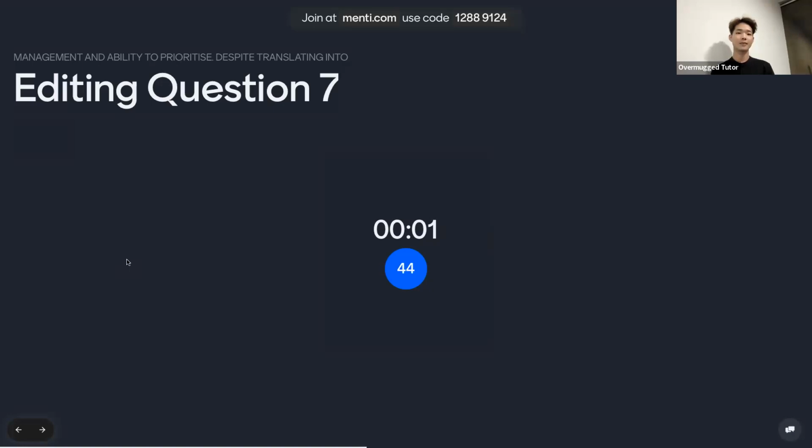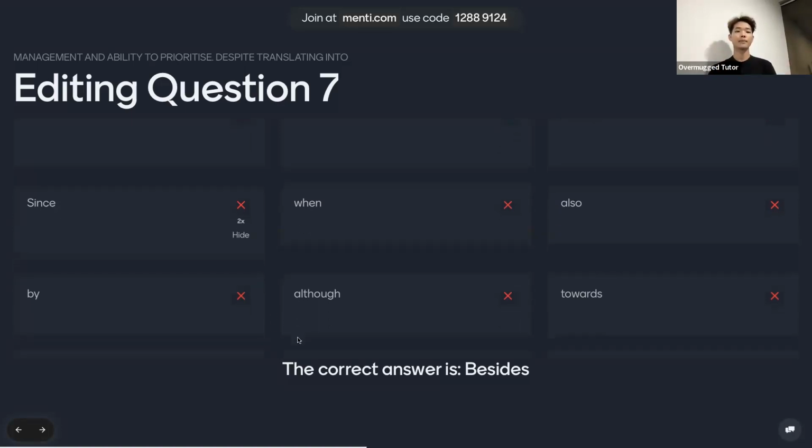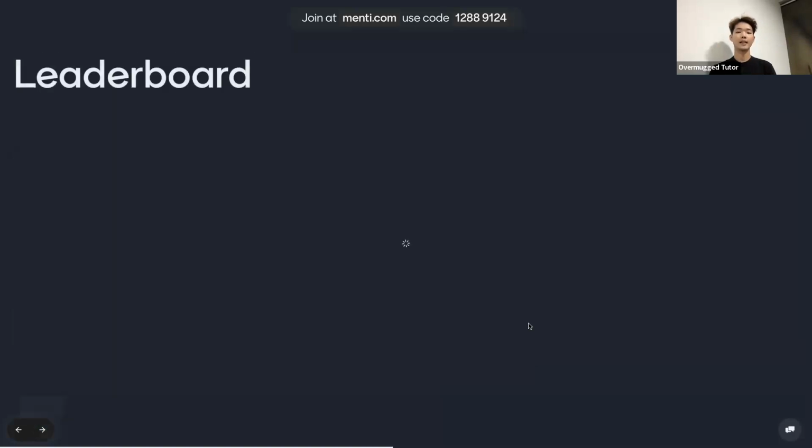Let's see. Besides. Okay, why is it besides? Because you are just connecting two things together: lower energy consumption and developing a healthier version of work and time. This is not a contrast, right? It's just adding, it's just two things. It's like using an and. You cannot use although, cannot use since also.